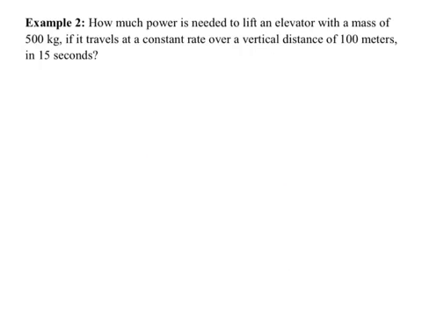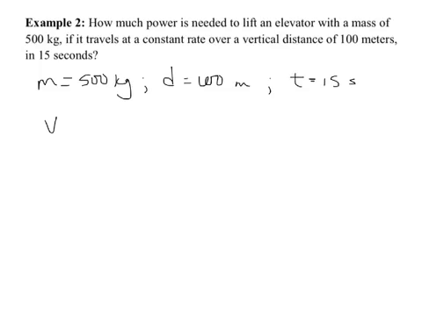Example 2 says, how much power is needed to lift an elevator with a mass of 500 kilograms if it travels at a constant rate over a vertical distance of 100 meters in a total time of 15 seconds? So let's start with our givens here. The mass is 500 kilograms. The vertical distance is 100 meters. The time period is 15 seconds. And the velocity is a constant, which is important for this problem here.